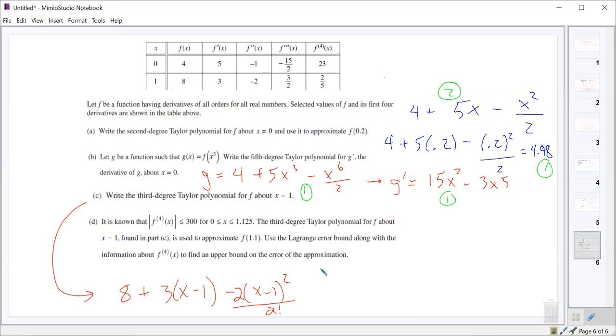And then we should have a plus 3 halves of x minus 1 to the 3rd over 3 factorial. Which we could simplify. 8 plus 3 times x minus 1 minus x minus 1 squared plus, and we simplify that down, that looks like that's just x minus 1 cubed over 4.